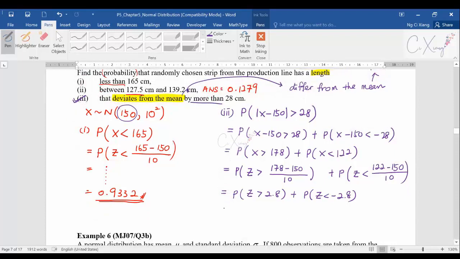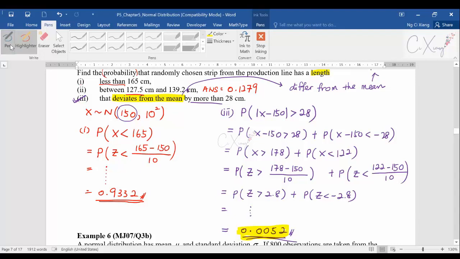Okay, so from these steps onwards, I want you to try it out on your own, how to get these two probabilities. The final answer should be 0.0052. What I want to guide you on is how to start correctly. So you can complete the steps here. You should be able to get the answer 0.0052.